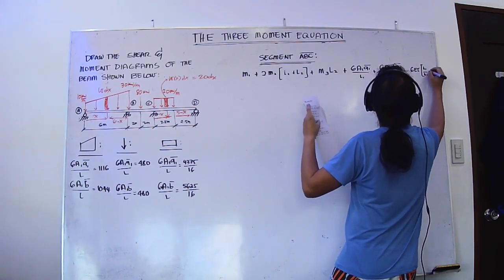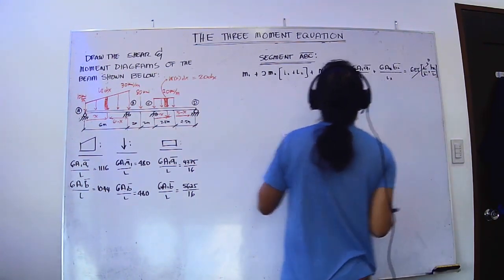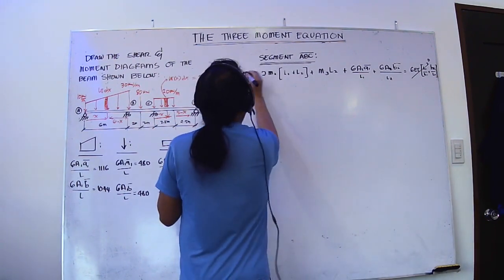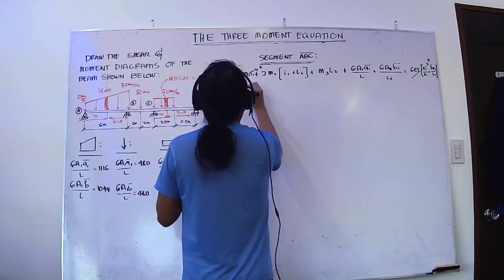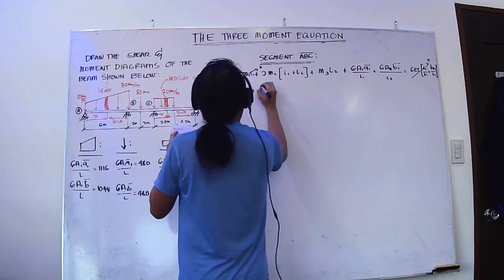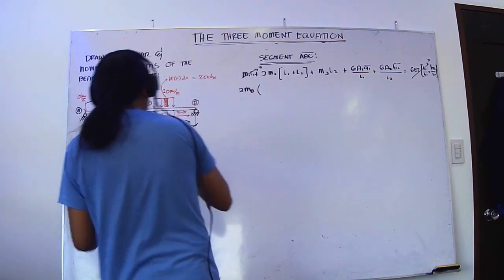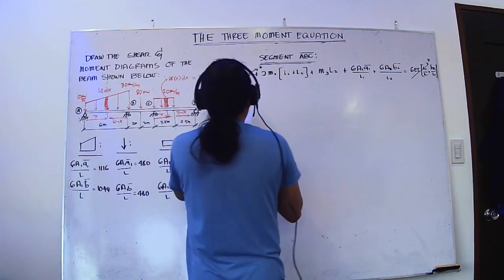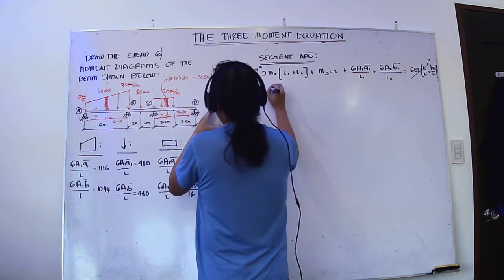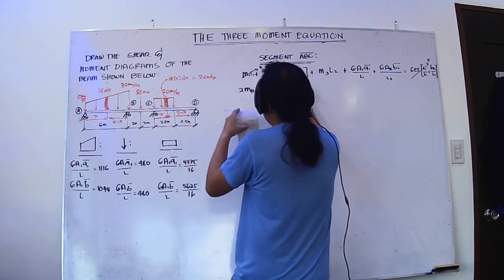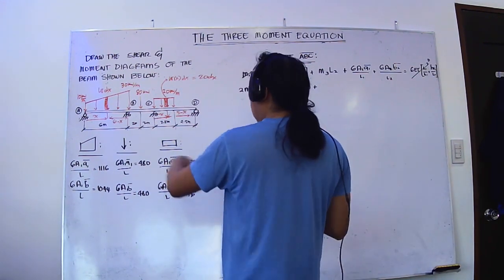H1 L1 plus H2 L2. This is 0. Okay? The L1 is also 0. Okay. So 2MB multiplied by L1 here. MB is equal to 6 plus 4, plus MC times 4, plus this one here, 61.